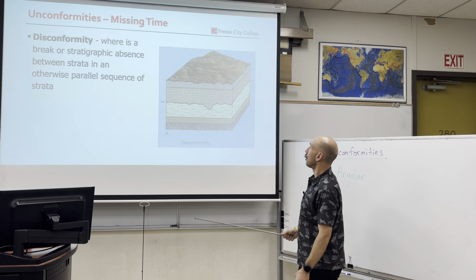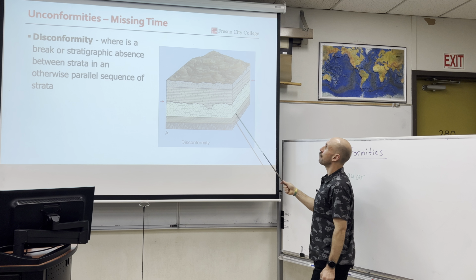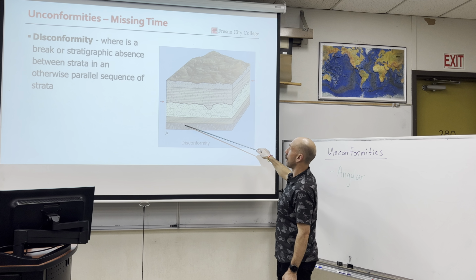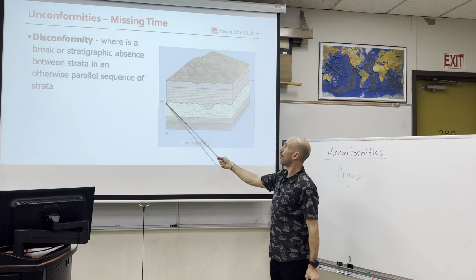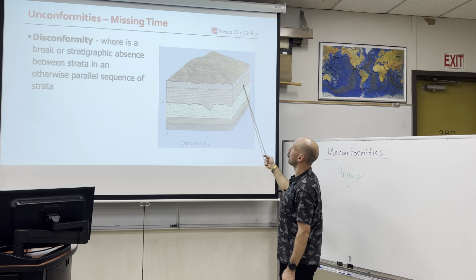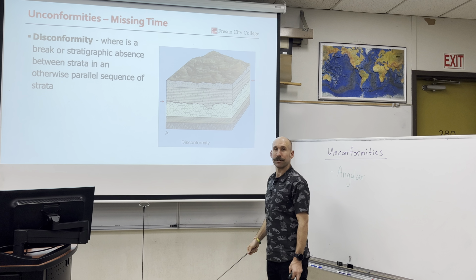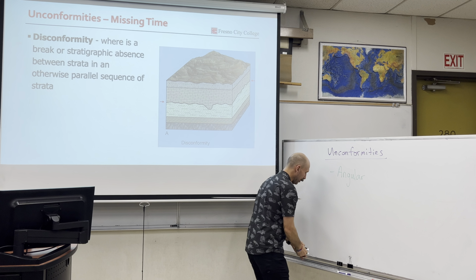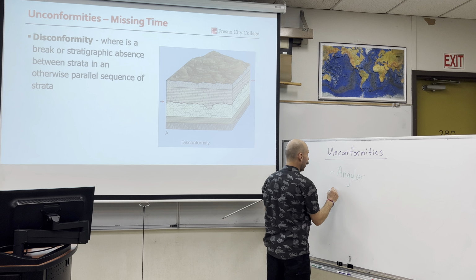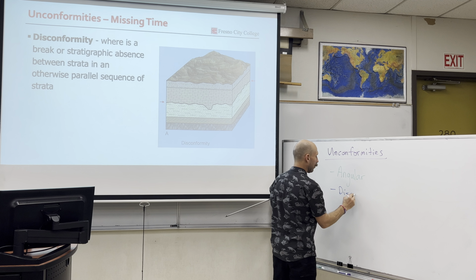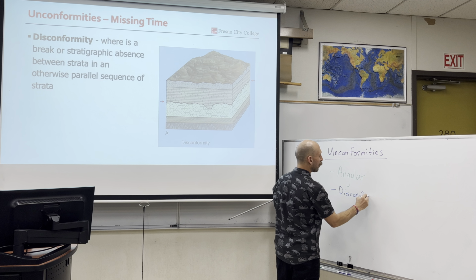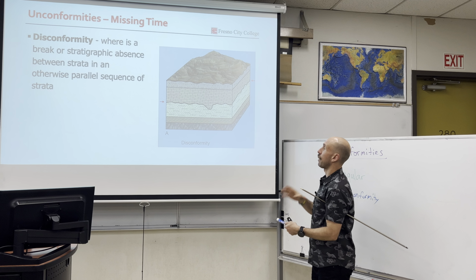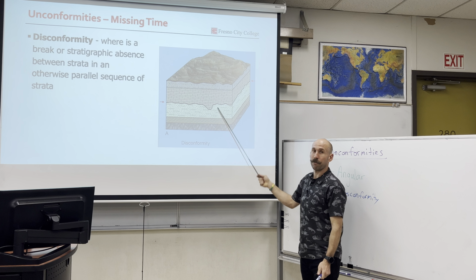Disconformity. So this is going to be an absence in parallel strata. So there's no angle, but erosion occurred. What happened during that period? We don't know, but we definitely know that something happened because we can see the nonlinear feature between the parallel sequences. This is also going to represent a time gap.